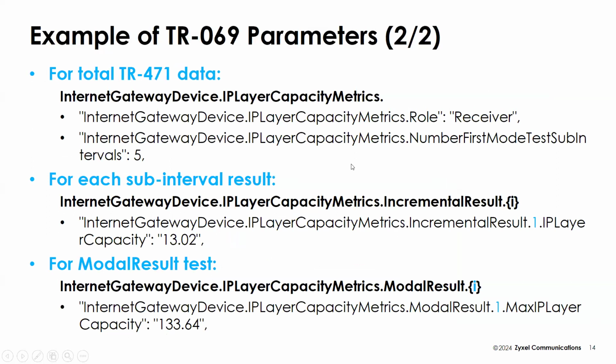And if we want to get the result from the measurement test, we can use the get method along with the parameter list on this slide to help us get information such as the configuration settings on our devices. For example, whether our CPE device is either the receiver or sender during the test, we can get this. Or we can get the first mode test subinterval value with this parameter. These are TR98 data models.